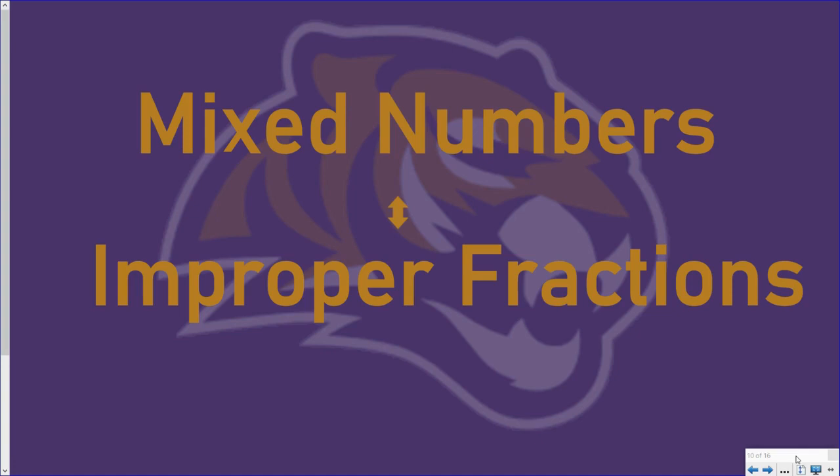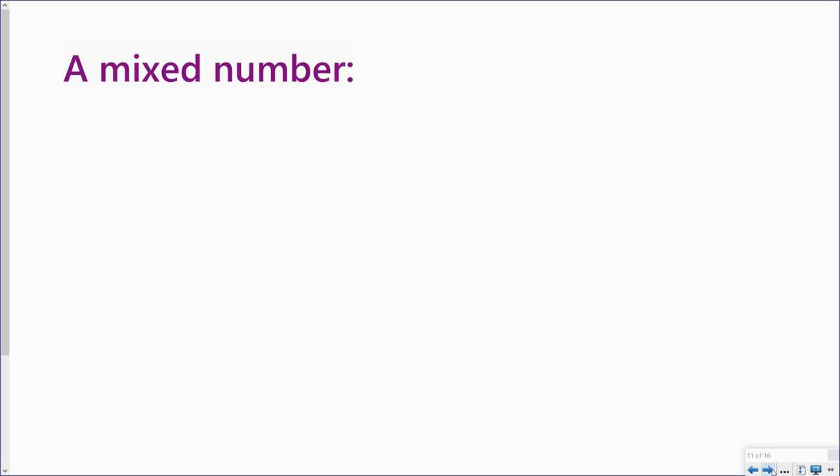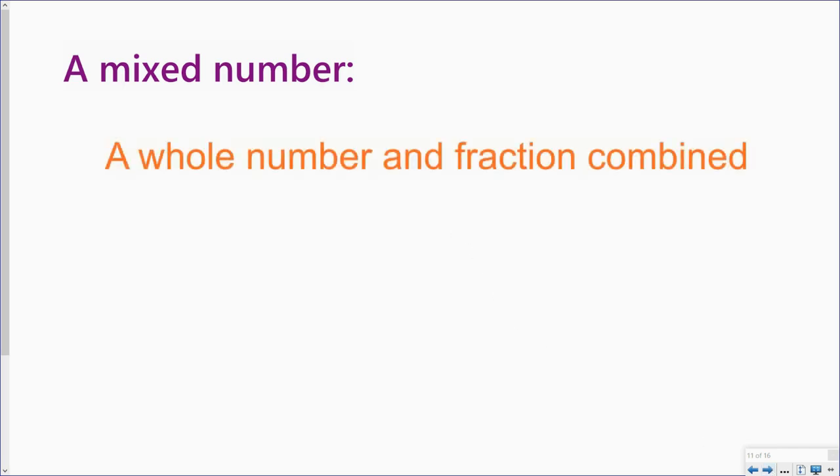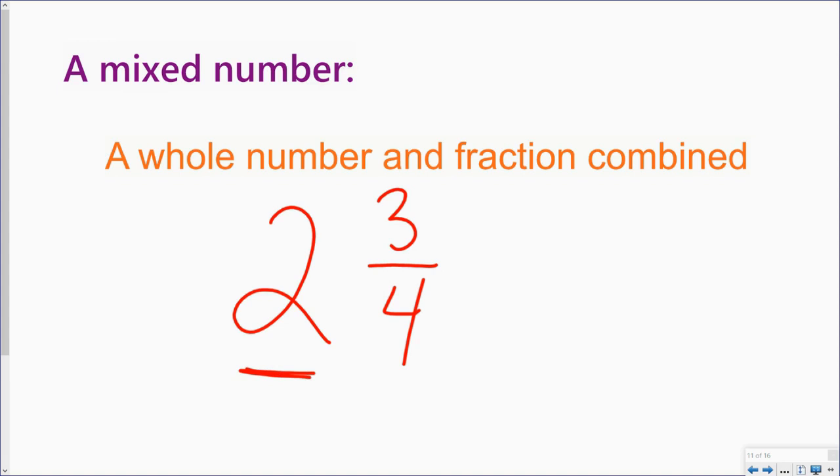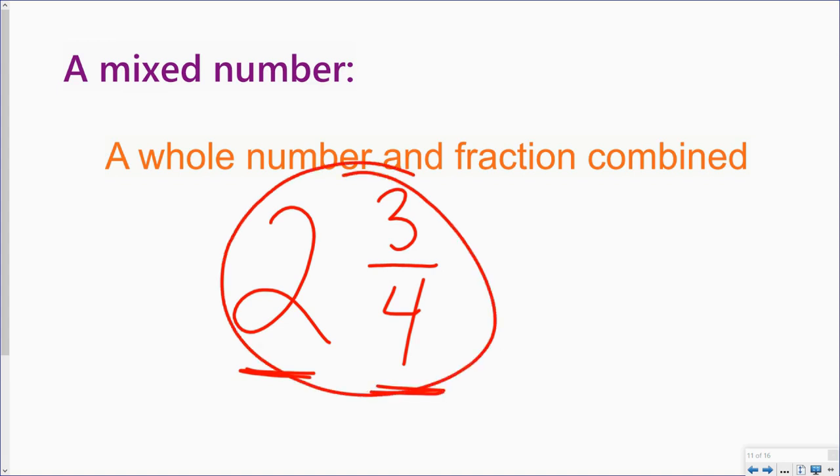In this video, we're going to take a look at mixed numbers and improper fractions. So first of all, let's take a look at a mixed number. A mixed number is a whole number and fraction combined. For example, a whole number would be 2 and a fraction would be 3/4. So this is what a mixed number would look like. It has a whole number and a fraction combined for one value.